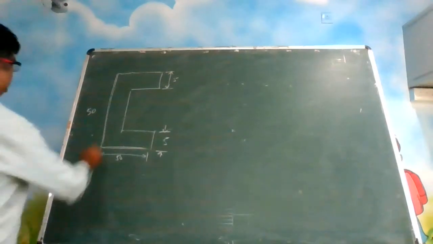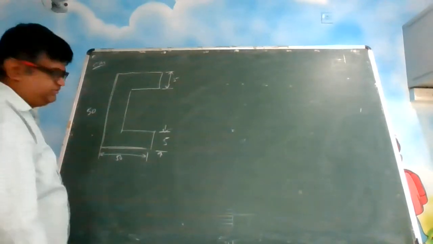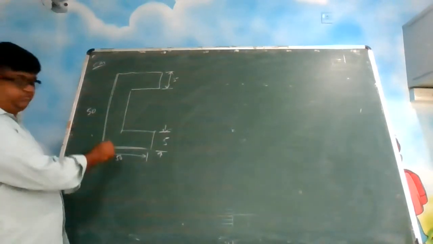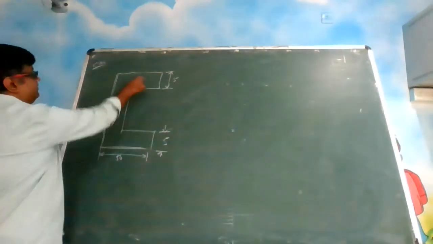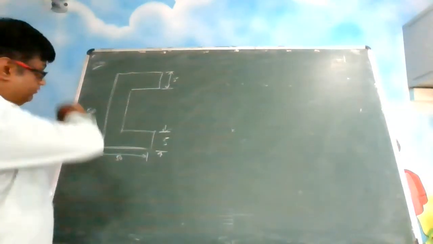इसका निकालना है. All dimensions are in centimeters. Okay, you have to find the CG of this geometric shape. It's a composite one. You can see one rectangle here, one rectangle here, one rectangle here. 3 rectangles put together, it is looking like C. So we have to find the centroid.